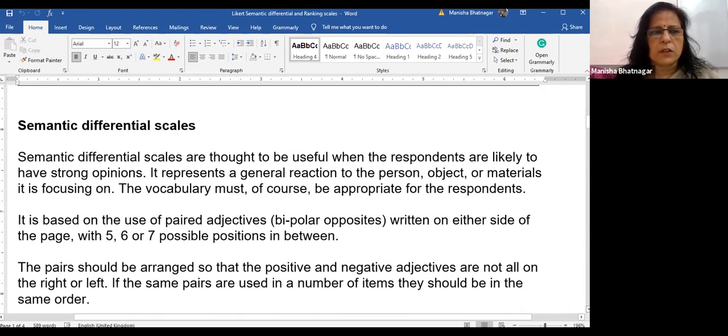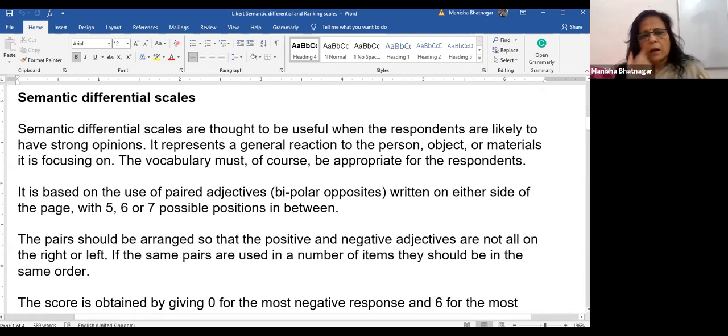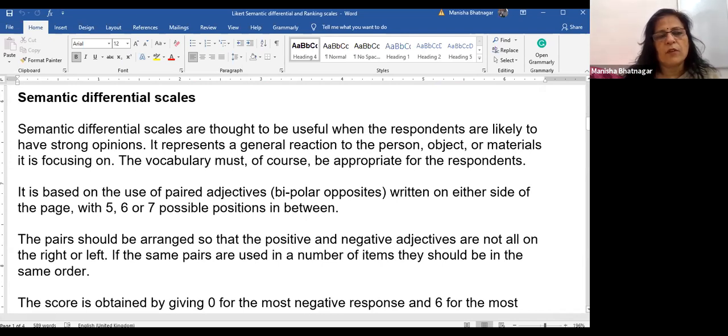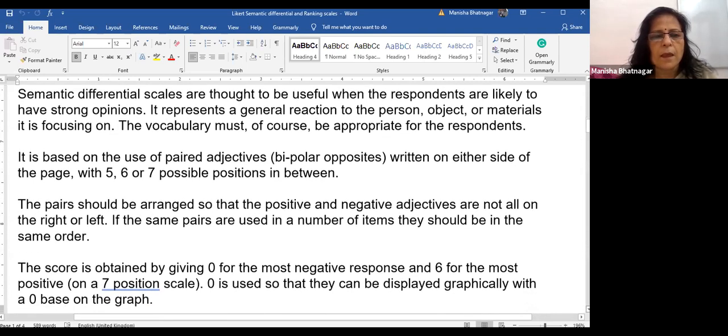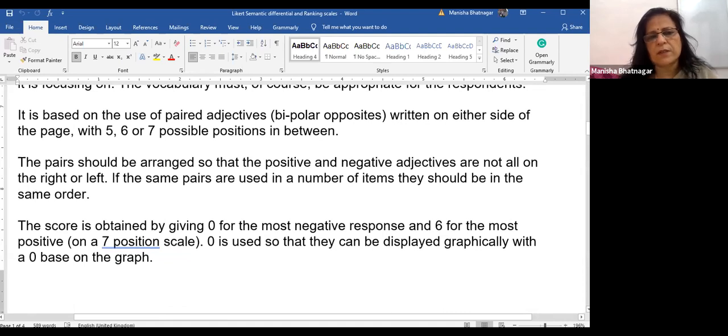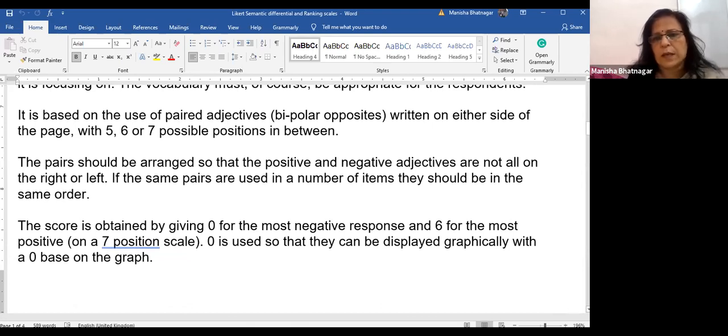Now I'll talk about the semantic differential scales. Actually, this is used when people think that they have to give strong opinions, or you want to elicit strong responses from them. And it represents a general reaction to the person, object, or materials it is focusing on. And let's have a look at it. Here you use paired adjectives, that is bipolar opposites. For example, it was very good, it wasn't good at all, it was useless, and it is written on either side of the page.